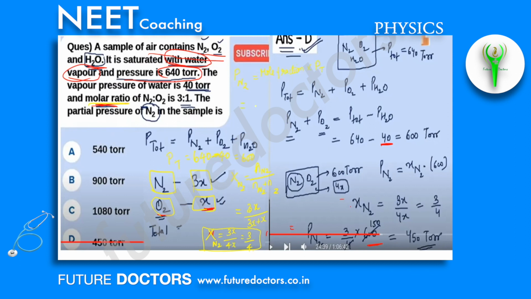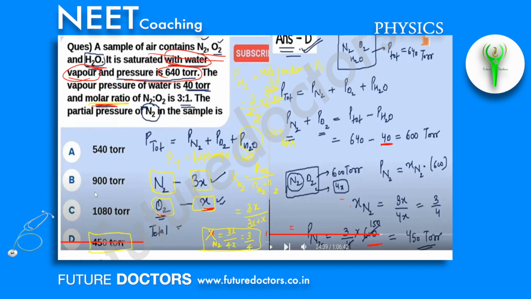So the mole fraction of nitrogen is 3 by 4, and the total pressure is 600, because water is not needed; water must be subtracted, and after subtracting it is 600. So cancel: 4 into 300 times, cancel by 2 gives 150. So 150 into 3 is 450 torr. So the partial pressure of nitrogen is 450 torr.